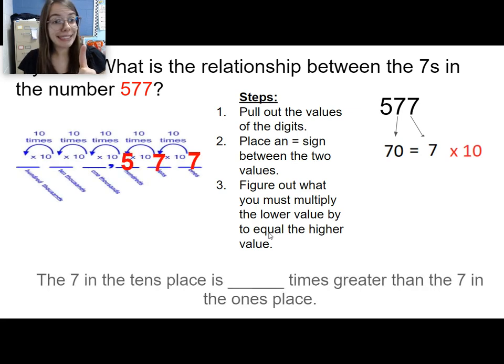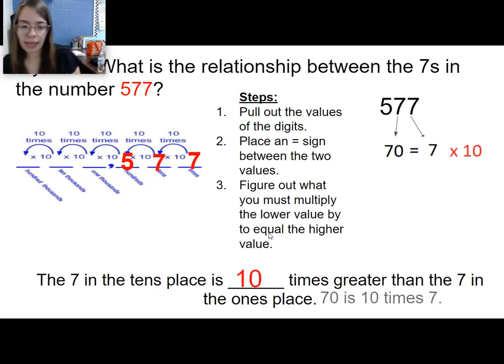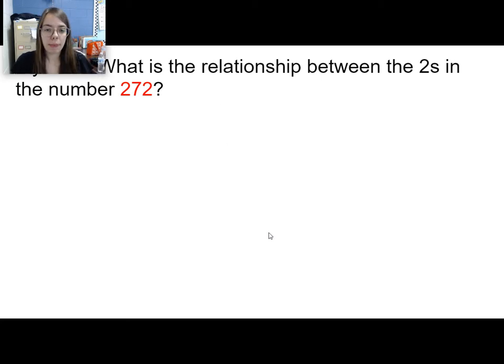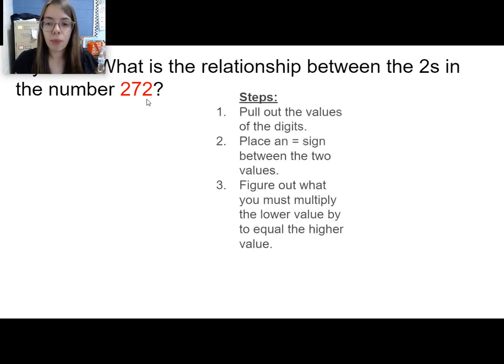Okay, let's look at a different kind of one. What about the relationship between the 2's in 272? Notice this time the 2's are not side by side. There's a digit in the middle, but we're going to solve it the same way, same 3 steps. Step 1, pull out the values of the digits. We're going to pull out the values of the 2.